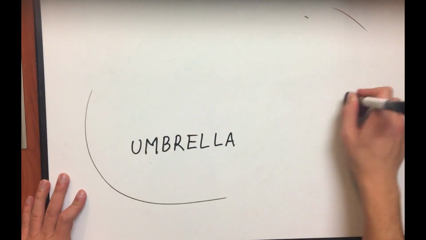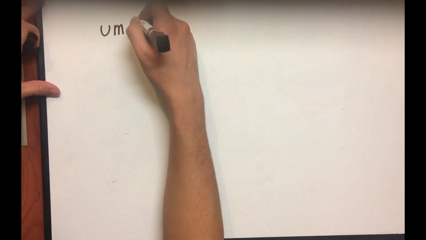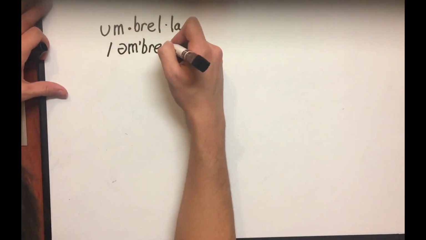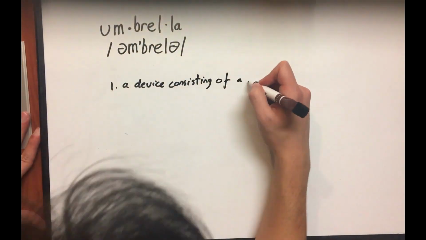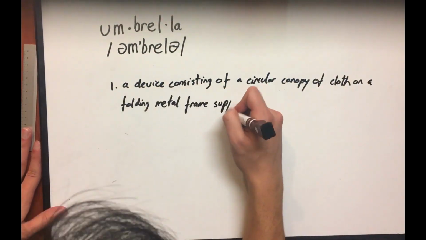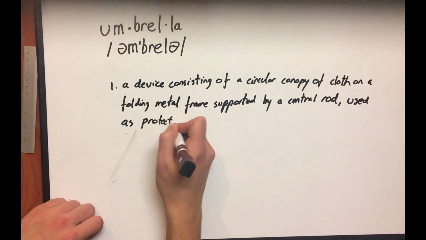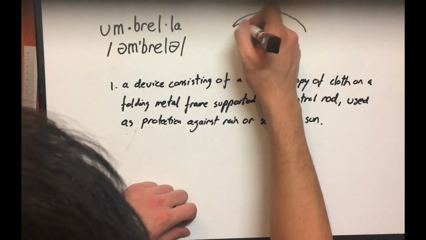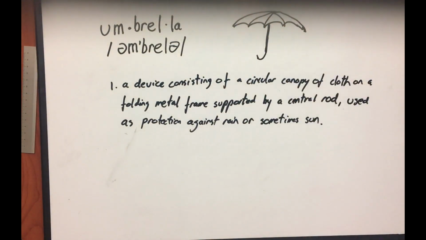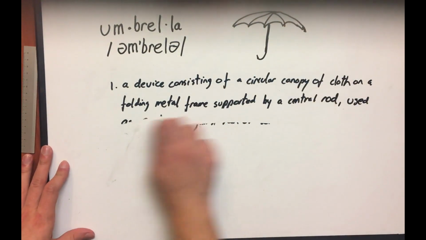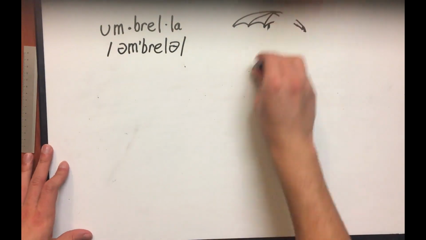So, according to the dictionary, an umbrella is a device consisting of a circular canopy of cloth on a folding metal frame supported by a central rod used as a protection against rain and sometimes the sun. Here, we will be analyzing the stem of a typical mass-produced umbrella.